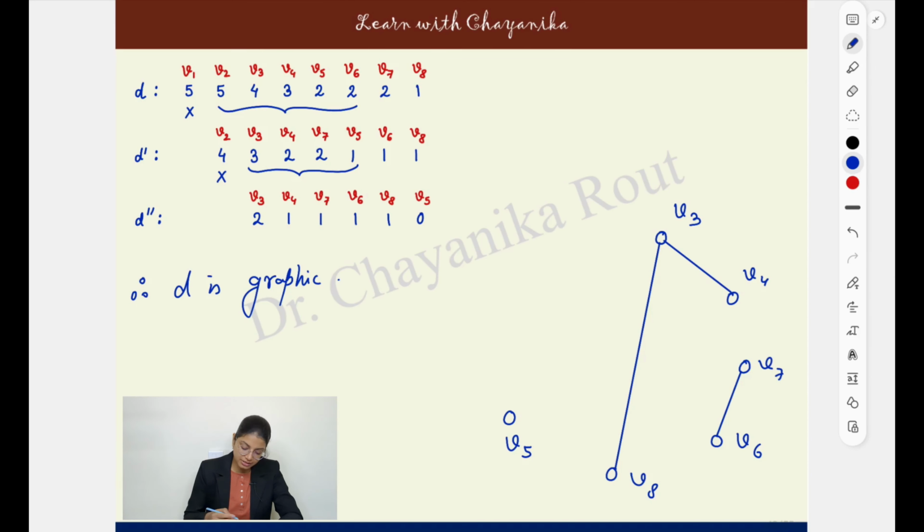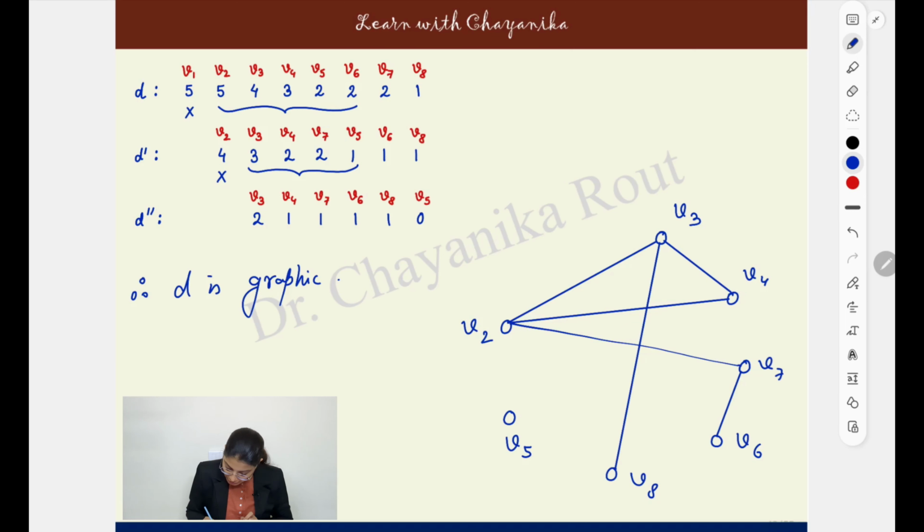So we modify this to create the graph for D dash. So the vertex V2 enters with degree 4 and it becomes adjacent to V3, V4, V7, V5, which face reduction. So V2 becomes adjacent to V3, it becomes adjacent to V4, it becomes adjacent to V7, and it becomes adjacent to V5. So this is the graph corresponding to the degree sequence D dash.